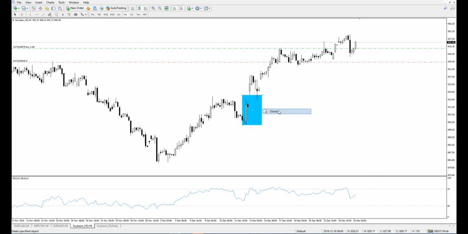So whatever discipline you are using, let's say you are a supply and demand trader, and you want to add the RSI.